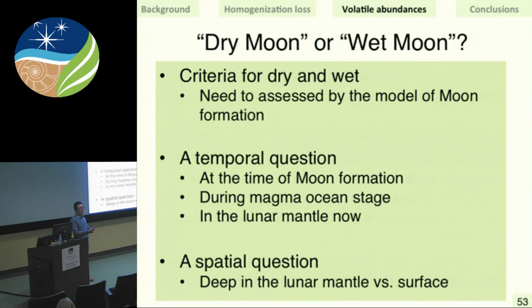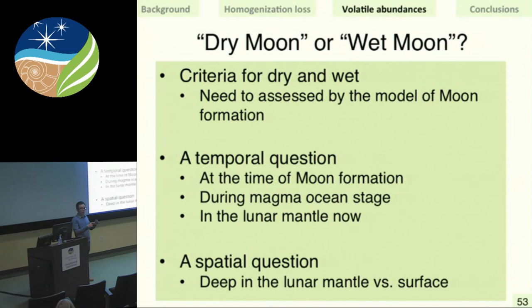The most related information to moon formation is the water content inside the lunar magma ocean before it fully crystallized. And we might have seen the part of the mantle after it's been degassed, so we cannot really rely on all the samples to say that the moon started as dry. And also, this is a spatial question, as I think.